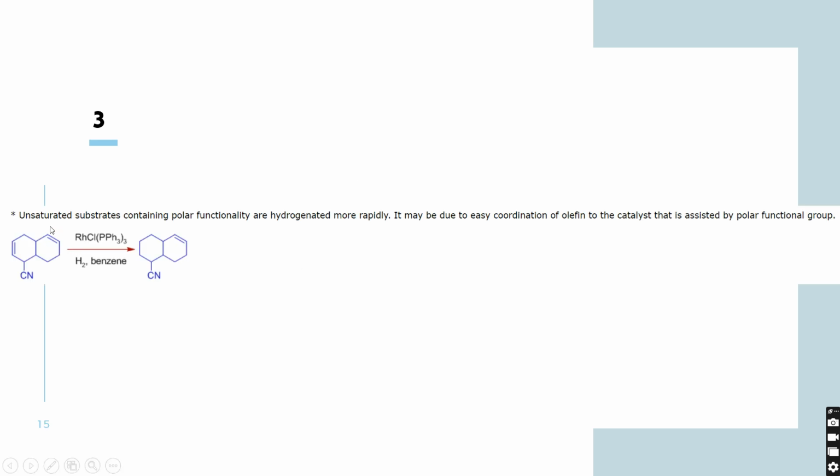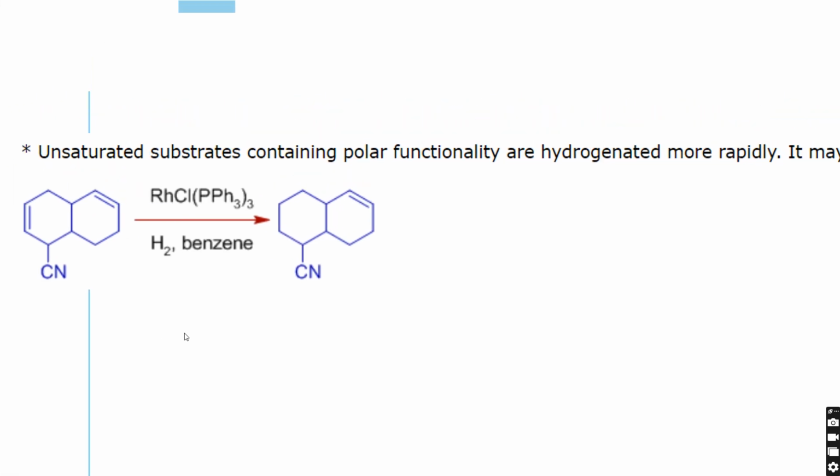So it is written that unsaturated substrates containing polar functionality are hydrogenated more rapidly. It may be due to easy coordination of the olefin to the catalyst, assisted by the polar functional group. So again, this reaction will be initiated by the metal binding to the olefin. The double bond containing the polar substituent is going to bind to the metal more strongly and more rapidly. This is because of the electron pairs present in the cyanide substituent.